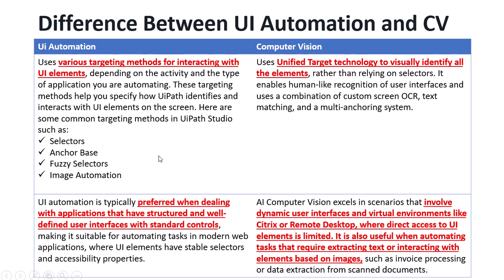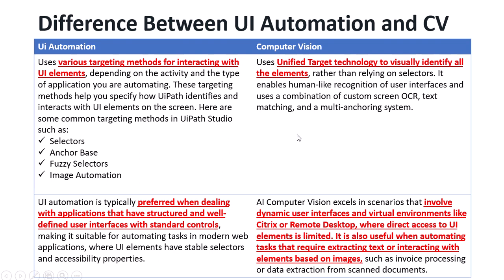Okay, so those are the different targeting methods conventional UI automation is using, which are selectors, anchor base, fuzzy selectors, and image automation. Whereas on the computer vision side, it is a unified targeting technology to visually identify all the elements. Here it is using OCR, neural network, and machine learning. So this type of different methodology is not required.